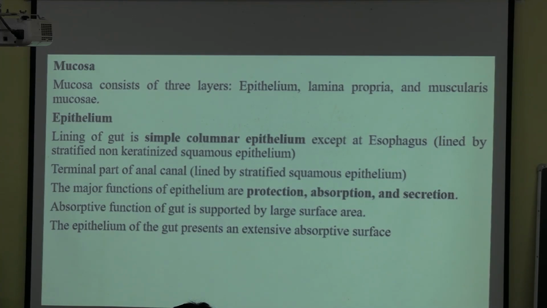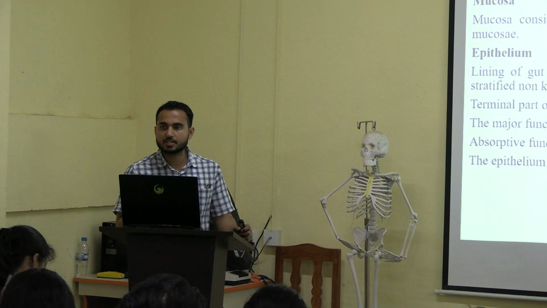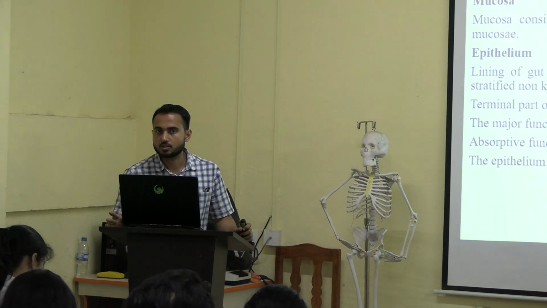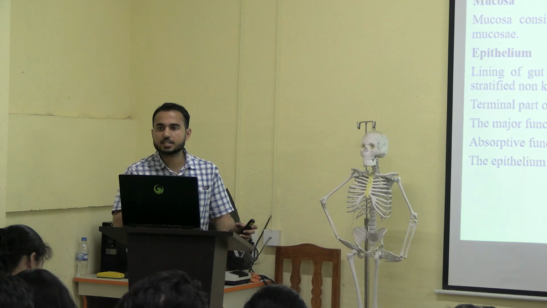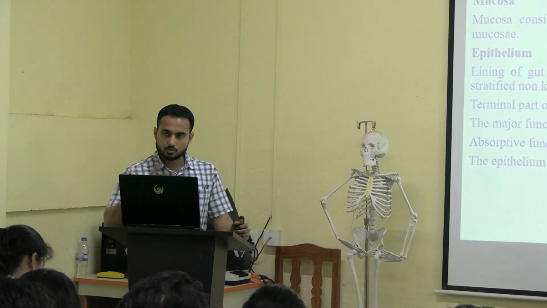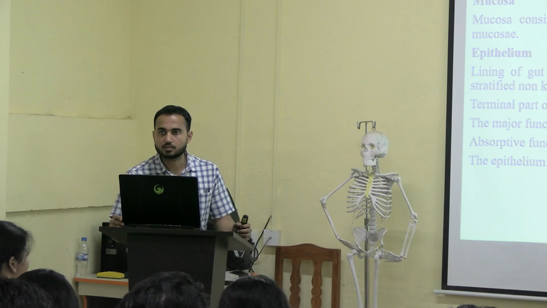If it is skin, then it is stratified squamous keratinized. Oral cavity, esophagus, lower or terminal part of the anal canal: in those, stratified squamous is there, but it is non-keratinized. If you see the skin, it is also stratified squamous, but it is keratinized. Now try to learn the difference between keratinized and non-keratinized. What is it?